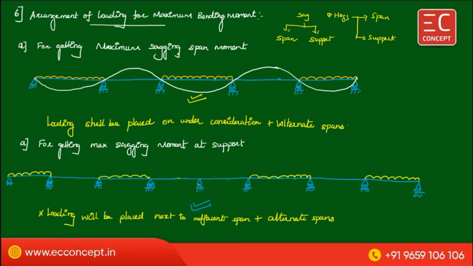Now, in order to get a maximum sagging span moment, keep the UDL under the span under consideration, and then keep the load on alternate spans. Suppose you want a maximum sagging moment at this span, then keep the load on this span, and keep the load on alternate spans. The loading shall be placed on the span under consideration plus alternate spans.